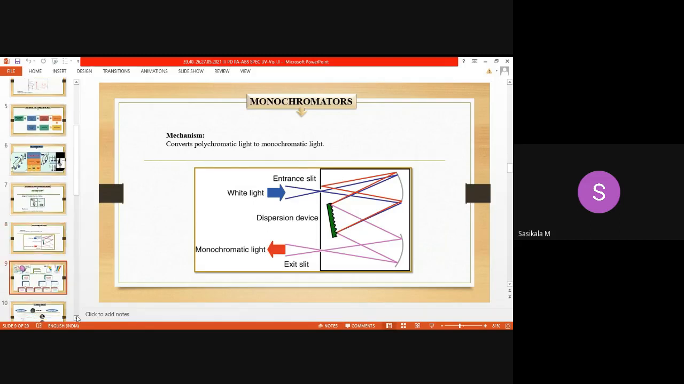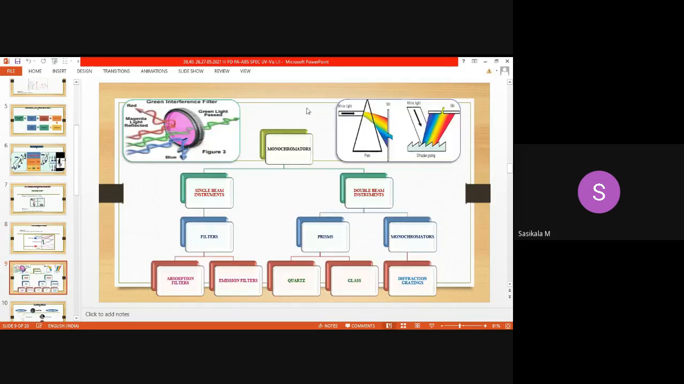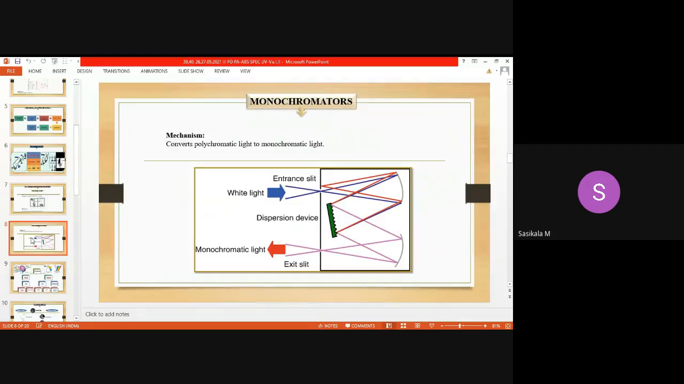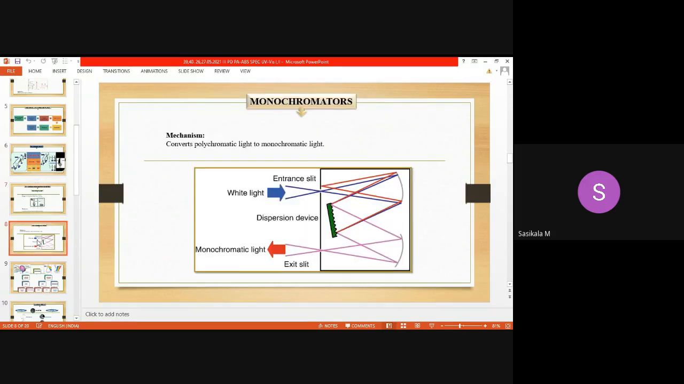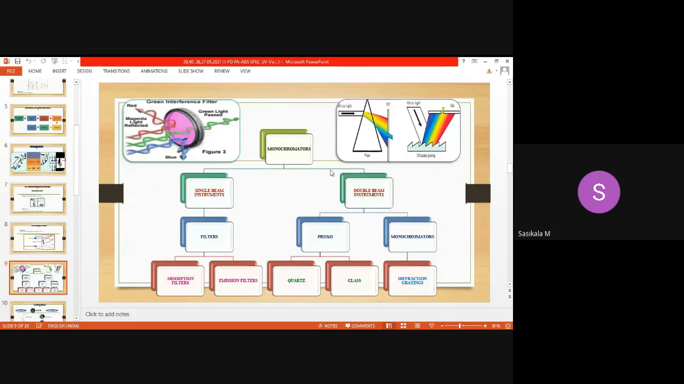Now let's move on to the next slide, types of monochromators. In the previous slide we have seen what a monochromator is and its mechanism. It converts polychromatic light to monochromatic light. What is the mechanism of the source of light? It converts electrical energy to radiation energy. What is the role of monochromator? It converts polychromatic light to monochromatic light. Now let's see the different types of monochromators.